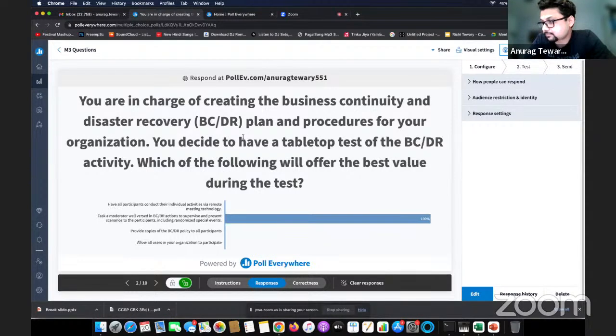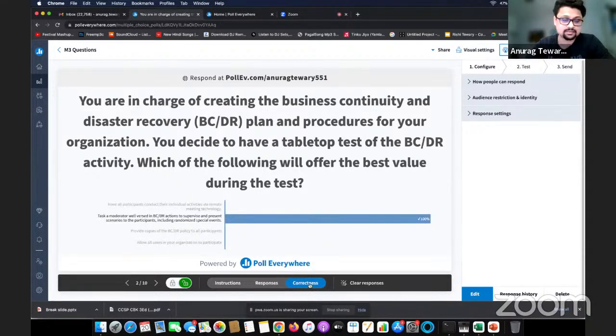Yeah. All right. So let me lock it. I think the correct answer is what has been answered. It is essentially, have a moderator who's well versed in BCDR, to supervise and present. But the more important part there is that you should include randomized special events. So there should be a level of randomness when you do some of these BCDR tests.